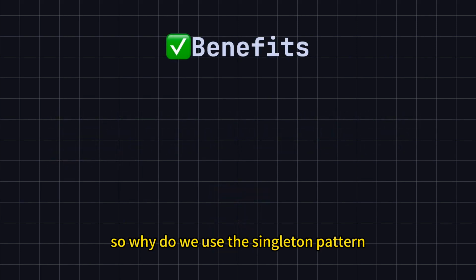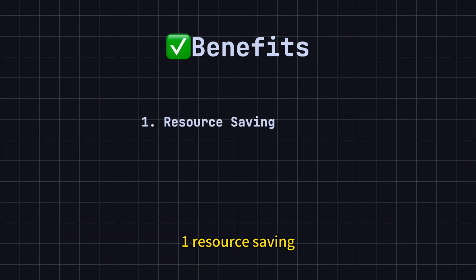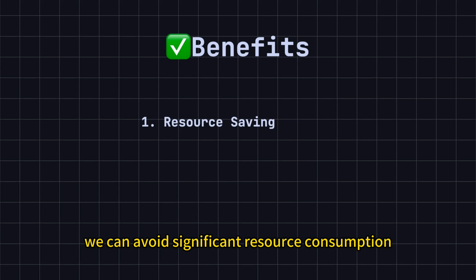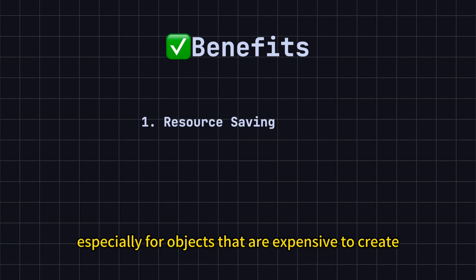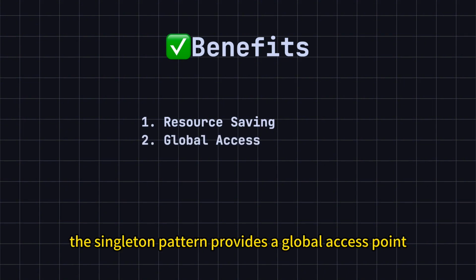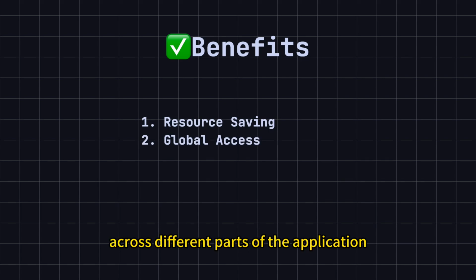So why do we use the Singleton pattern? There are several benefits to using this design pattern. 1. Resource saving. By limiting a class to only one instance, we can avoid significant resource consumption, especially for objects that are expensive to create. 2. Global access. The Singleton pattern provides a global access point, making it convenient to share and access the single instance across different parts of the application.